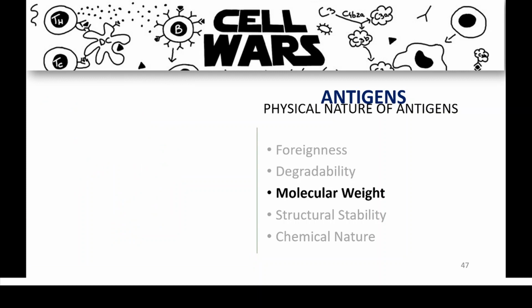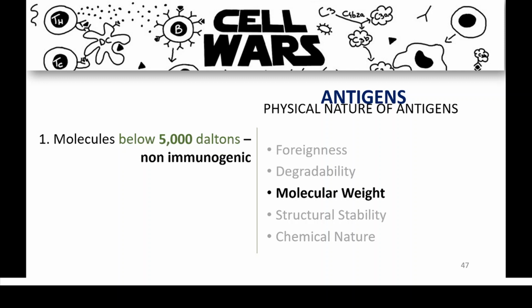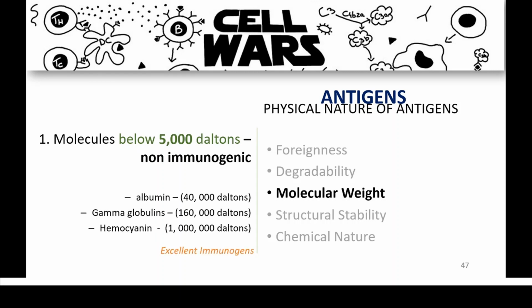Next is molecular weight. The rule of thumb is that the higher the molecular weight, the better the molecule will act as an antigen. Molecules having molecular weight below 5,000 Daltons are considered non-immunogenic, whereas those antigens having higher molecular weights, such as albumin with 40,000 Daltons, gamma globulins 160,000 Daltons, hemocyanin 1 million Daltons. These are big molecules and they are therefore considered as excellent immunogens. But does size really matter?